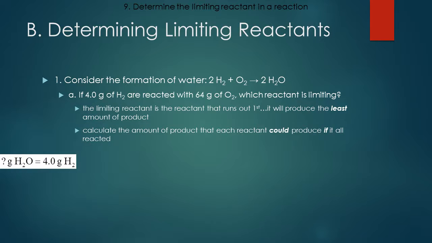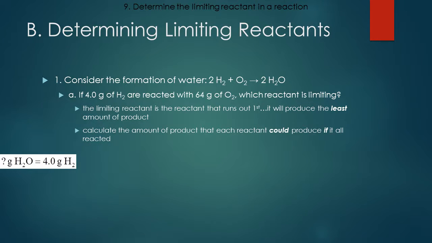So we're just going to do a couple of gram, mole, mole, gram problems here. For each of them, I am going to calculate the mass of water, because notice water is the product. I'm going to calculate the mass of water that we can get if all of that particular reactant did in fact react. So I'll just do the hydrogen first, just because it's listed first in the problem here. So I'm going to figure out how much water can be produced if all 4 grams of hydrogen react.